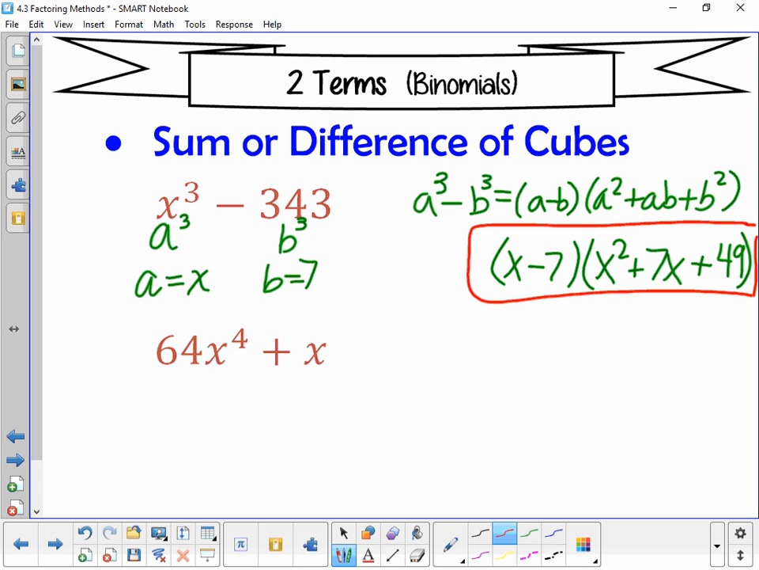And again, if I'm going fast, it's because this is review. If you need more help with these patterns, they can be tricky. So come in and talk to me one-on-one.